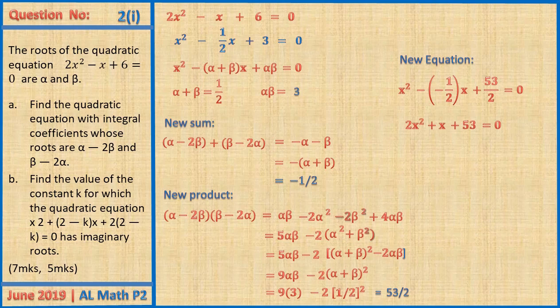The B part of the question: we have to find the values of the constant k for which the quadratic equation x squared plus ... has imaginary roots. So for an equation to have imaginary roots, the discriminant should be strictly less than 0. That is, b squared minus 4ac must be strictly less than 0.